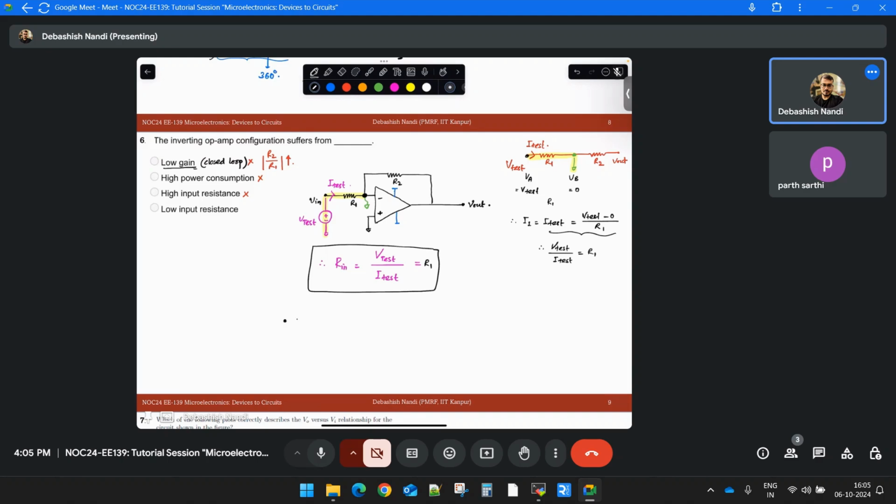So R1 is generally lower, right? Yes, sir. Why? Because your gain is R2 by R1. If you want to increase your gain, you want to keep your R1 lower so that you can increase your overall gain. So for that matter, your input resistance basically suffers. This you understood, right? Yes, sir.